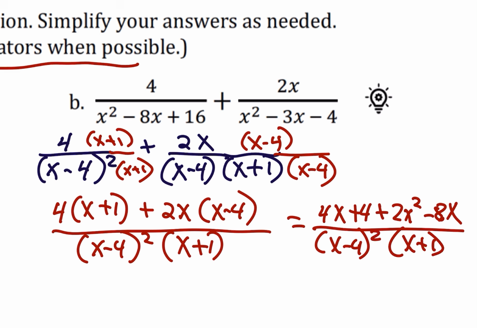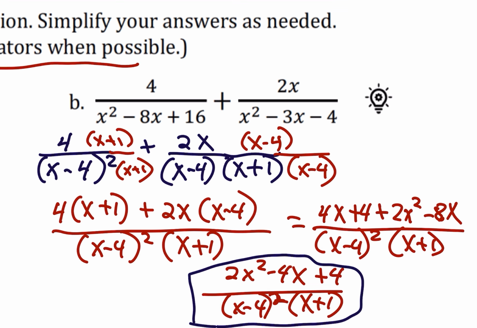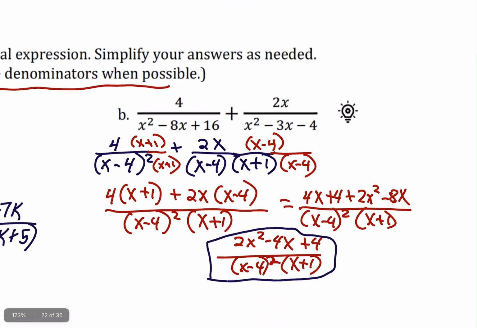All right, now we're just going to combine our terms that are like in the numerator and write it in descending order for our final answer. So we have 2x squared, and then the 4x and the negative 8x is going to give us minus 4x plus 4, all over x minus 4, the quantity squared, and x plus 1. You could try factoring the numerator, but I can tell you it is not going to factor and cancel with anything in the denominator. So this answer is totally an appropriate way to leave your final answer.